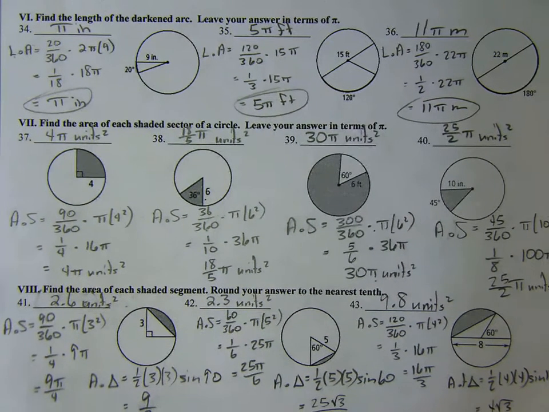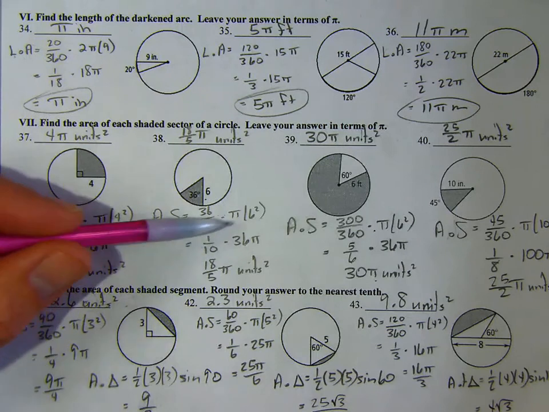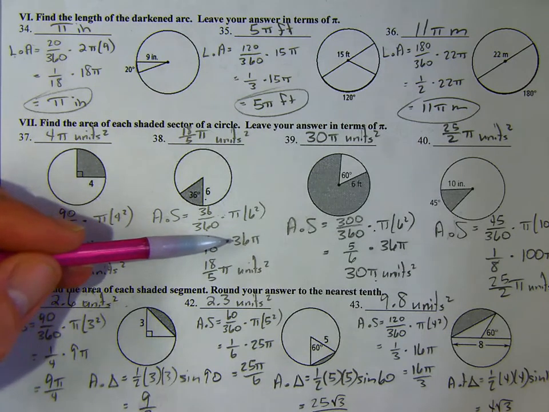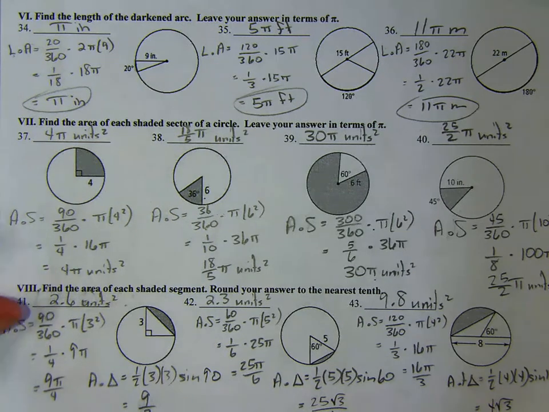The next one is 36 over 360. 36 over 360 is 1/10. The radius is 6, so 6 squared is 36 pi. So 1/10 of 36 pi, I just left it as 18 over 5 pi, because I reduced 36 over 10 to 18 over 5, divided by 2.